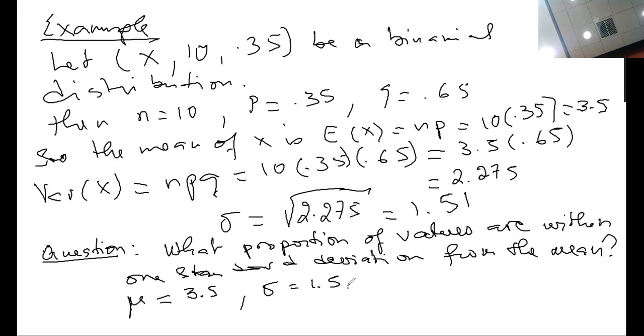Then 1 standard deviation from the mean is mu minus sigma to mu plus sigma. The question is, what is this probability? This is the proportion of values that are within 1 standard deviation from the mean, which is the probability that x is between 3.5 minus 1.5, 2, and 3.5 plus 1.5, 5.